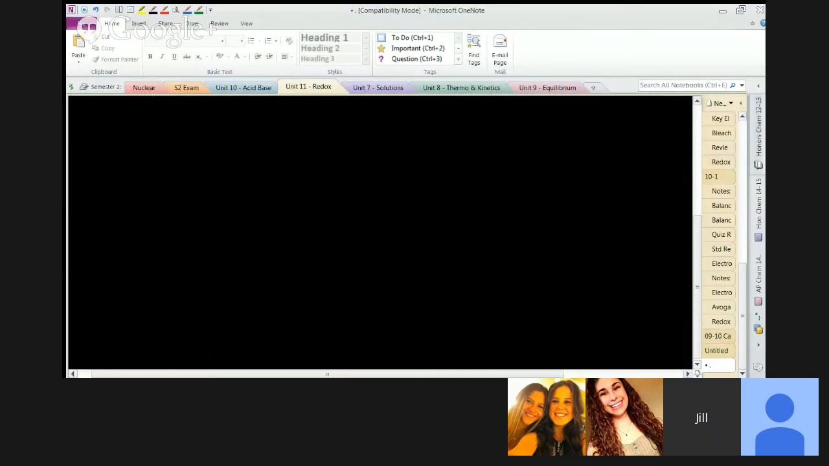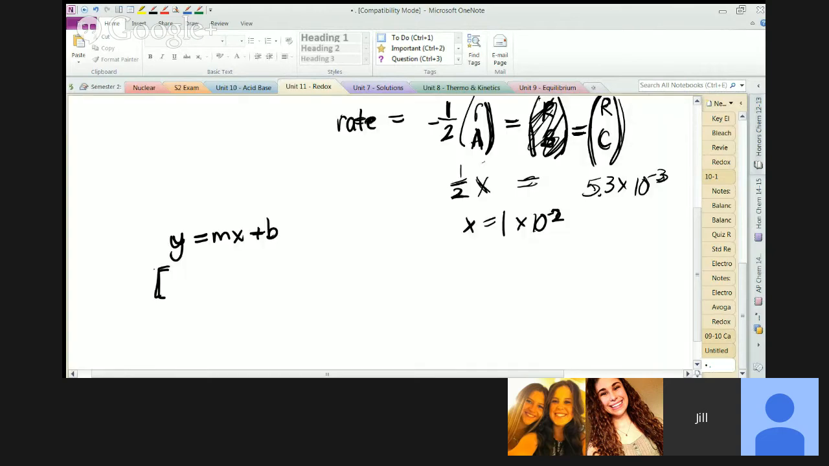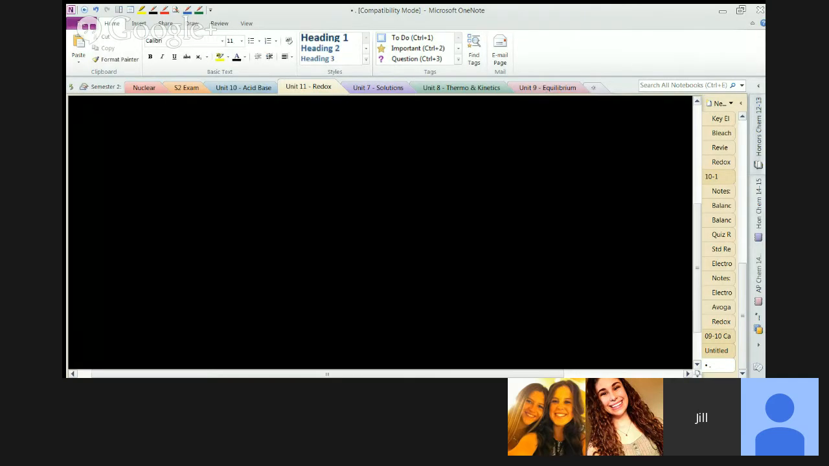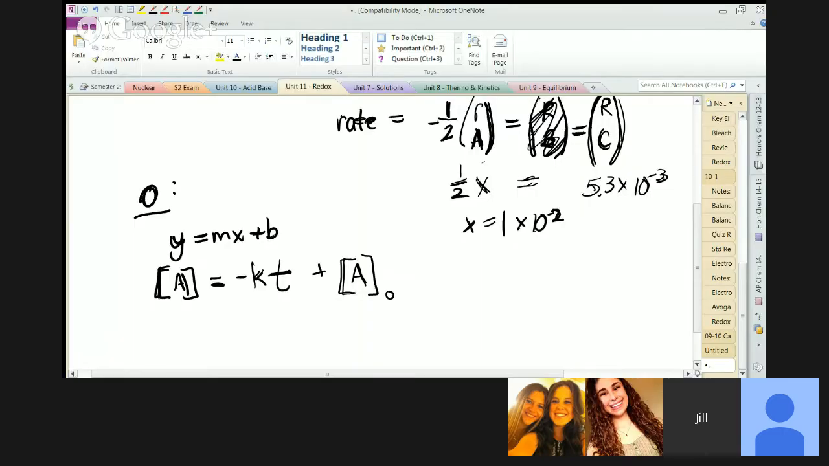For this one, the concentration is your y value. So for zero order, it would be the concentration of A equals, and then the slope is k and it's negative, so negative slope is k. And the x value is time. And the y-intercept is your initial concentration, so that would be A sub 0. And like I said, the other two would be given to you.